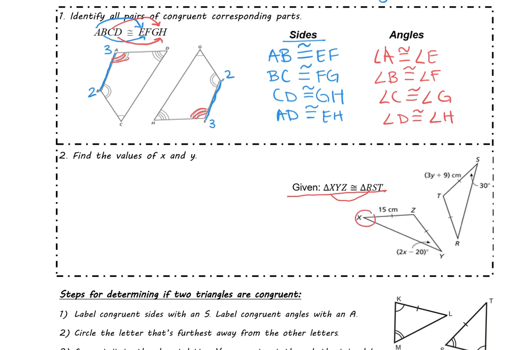X, I'm going to go ahead and circle them so we can see X and R are going to match up together. And then Y and S are the middle letters. So I'm going to do Y and S in a different color.